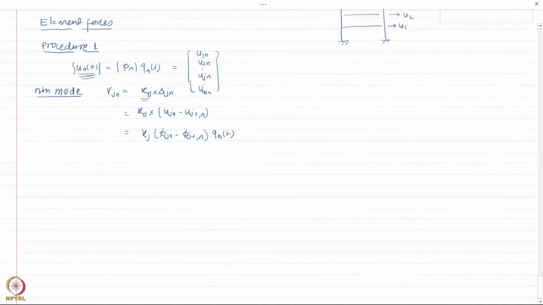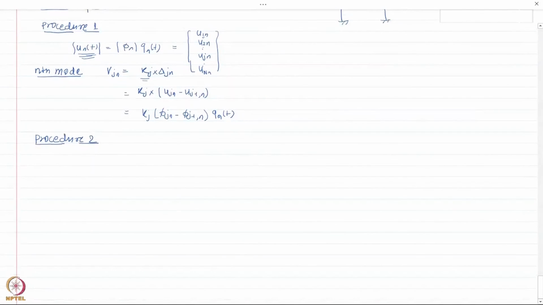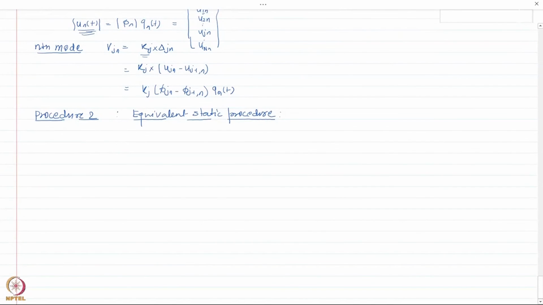The second procedure that we follow is basically the equivalent static procedure. In the equivalent static procedure, we find out the equivalent static forces that are acting, and then using the static analysis of the structure, we get the forces, the story shear or the story moment at different levels.